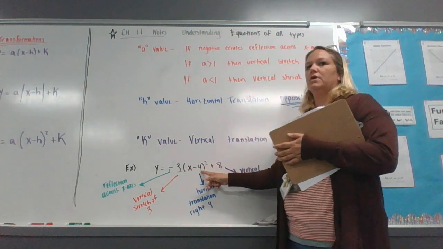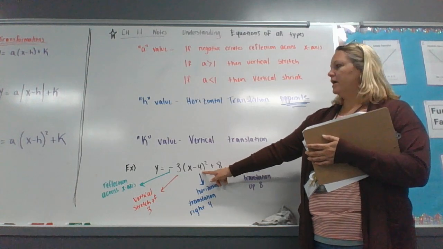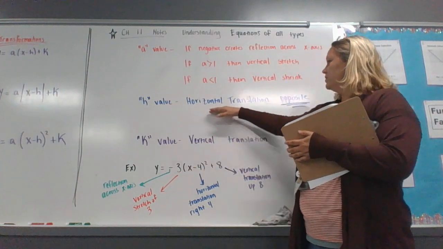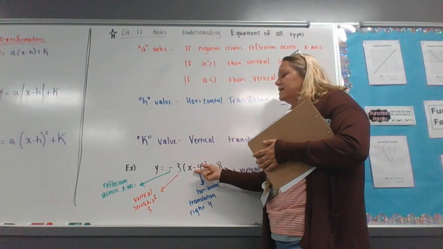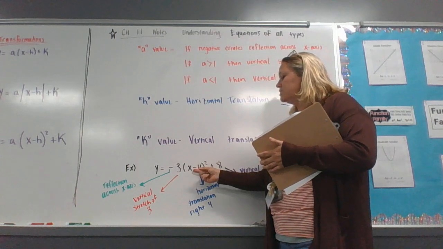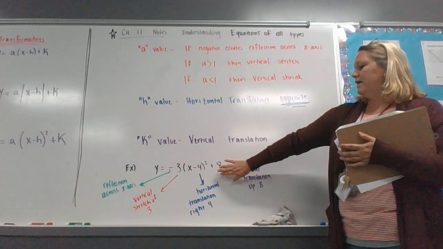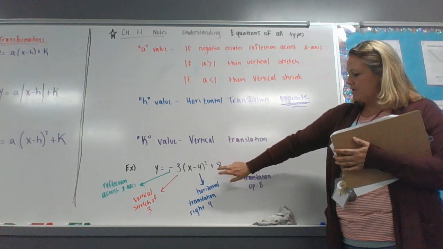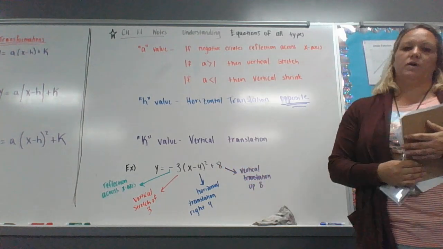All right, what's the 4? Would we call that A, H, or K? It's an H value. H value is a horizontal translation. Now, this looks like a -4 or a +4, but this is actually going to shift my parabola right 4 units. And then is the 8 an A, H, or K? It's a K value. So that's going to move it 8 units up.